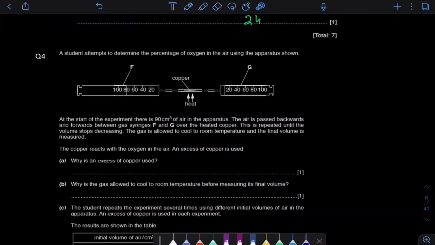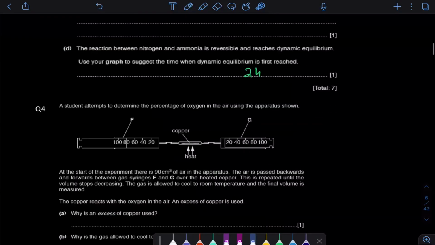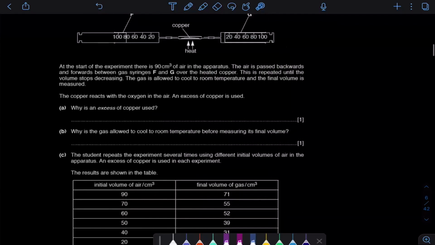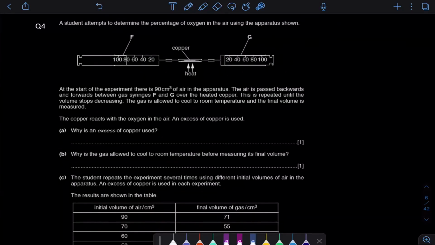I don't understand what you mean by B. Okay, let's do this question, number 4. A student attempts to determine the percentage of oxygen in the air using the apparatus shown.